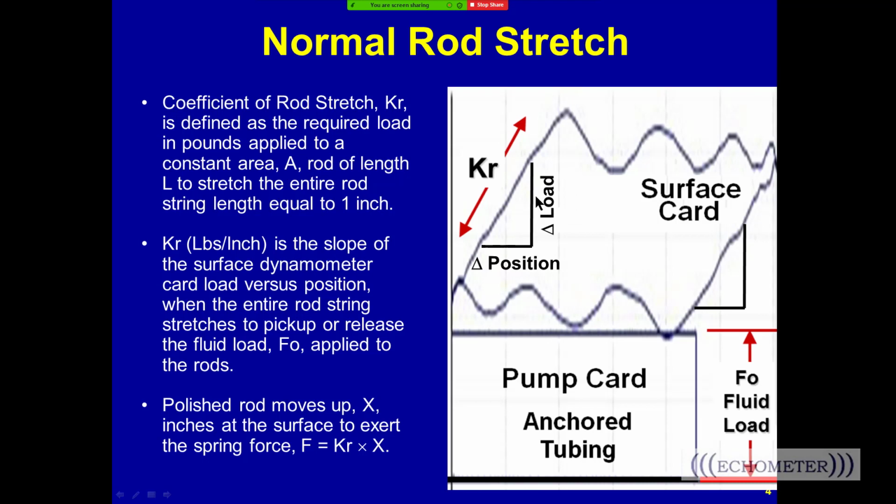And if you take the load and divide it by the change in position, that's the slope of this line, which we call the spring constant of the rod string. When you're not pumping really fast, and you don't have a lot of additional acceleration and echoes of the motion of the rods, you see the slope of this line representing the stretch of the rods, and they typically are thought to only stretch due to picking up the fluid load. So the height of the pump card is the fluid load.